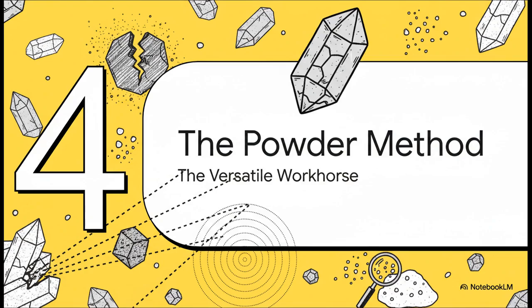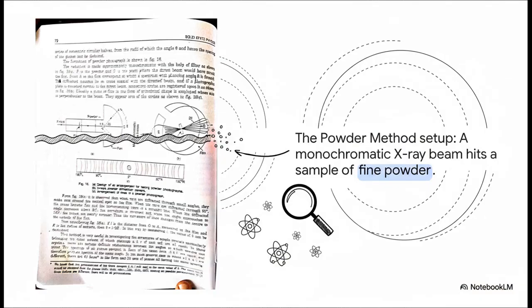Okay, so both of those methods we just talked about need a single perfect crystal, which can be really hard to find or grow. So what happens when you just can't get one? Well, that's where our third and maybe most versatile tool comes in, the powder method. This setup here is pretty similar to the rotating crystal method. We're still using a single wavelength X-ray beam. But instead of a single perfect crystal, our sample is a fine powder. Yeah, basically just a pile of dust.